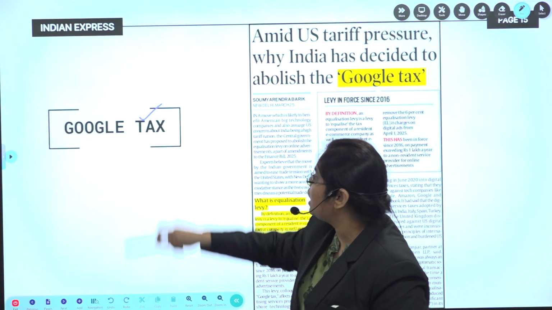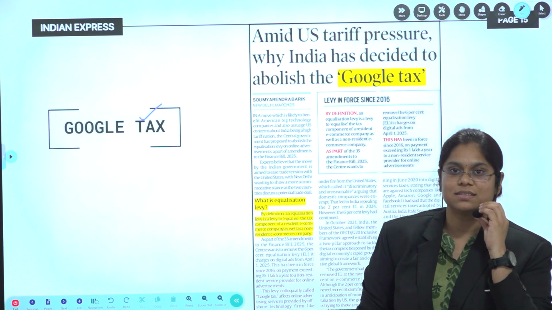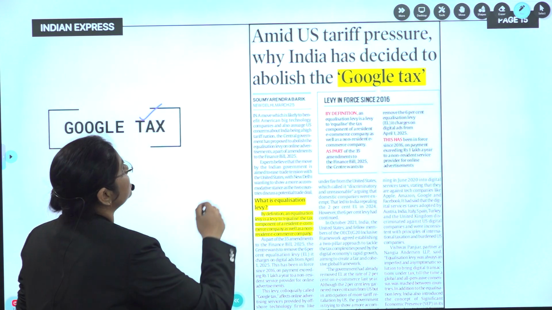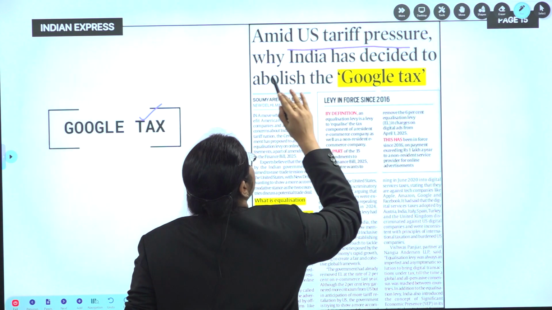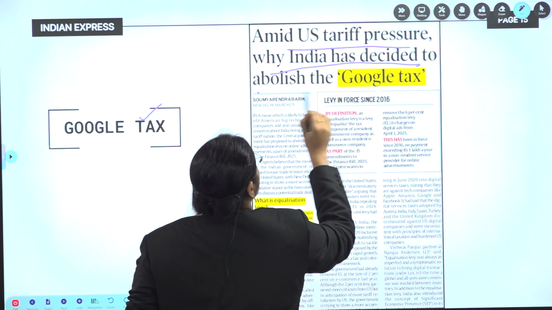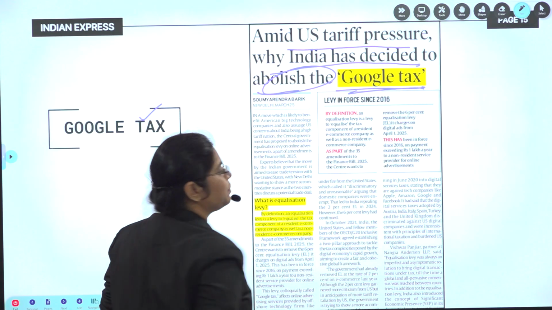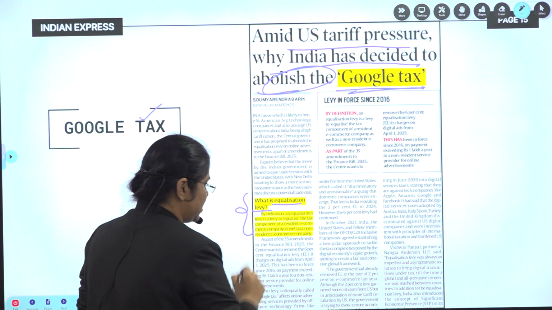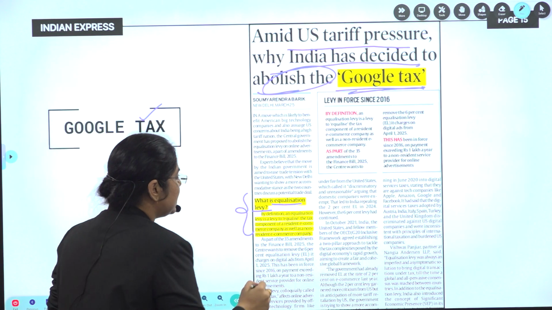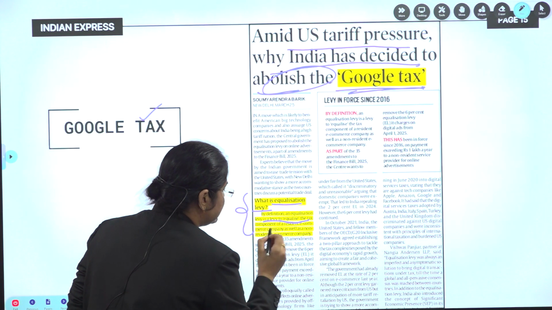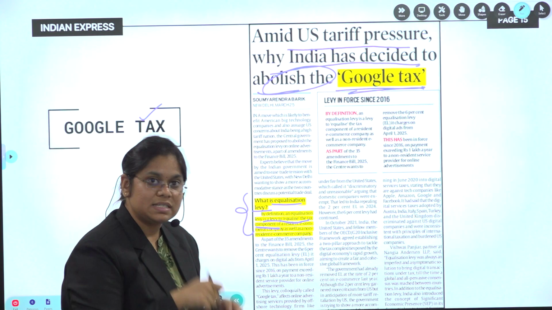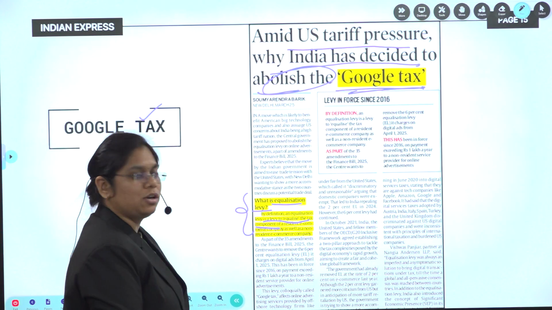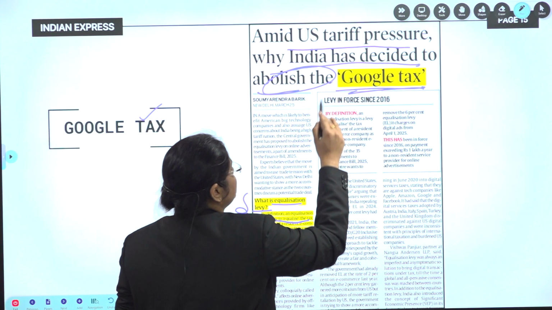What is the next article? About the Google tax. What is the Google tax? Let's see. But before that, let's see why this article is in the news. This article is in the news because of US tariff pressure, due to which India has decided to abolish the Google tax. Here they have given the equalization levy definition. By definition, an equalization levy is a levy to equalize the tax component of a resident e-commerce company as well as a non-resident e-commerce company. And here the definition is very clear.